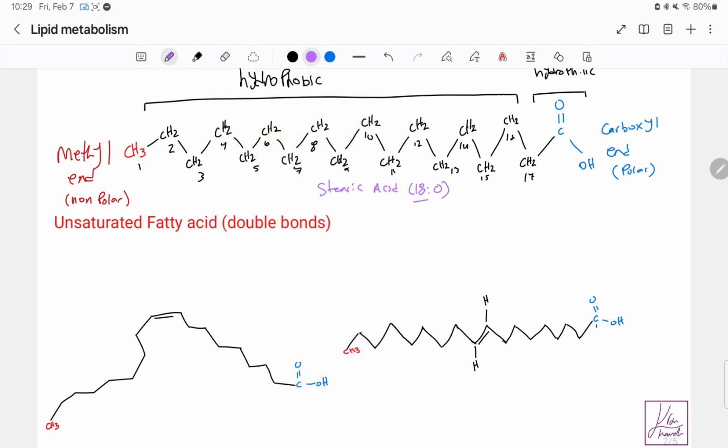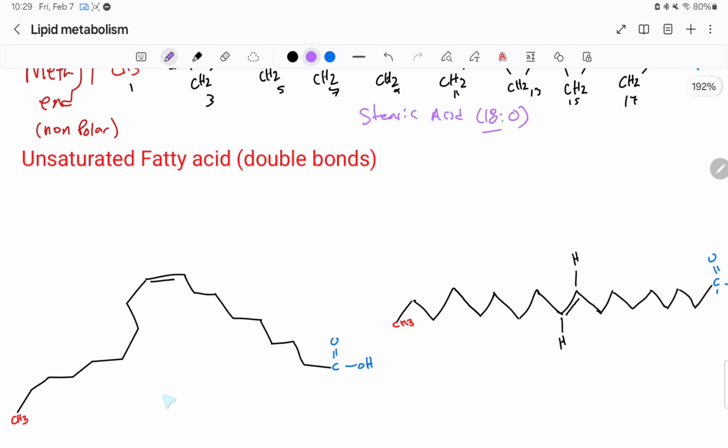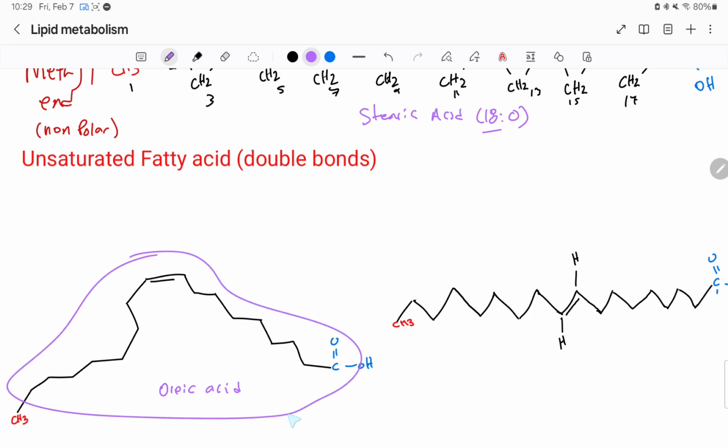Okay, what do I mean? So first of all, what is this? This is called oleic acid. And notice, how many double bonds do you see here in this entire thing? Well, if you're saying one, you're correct. That's one double bond right there.